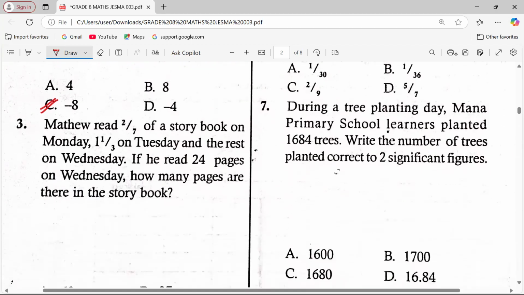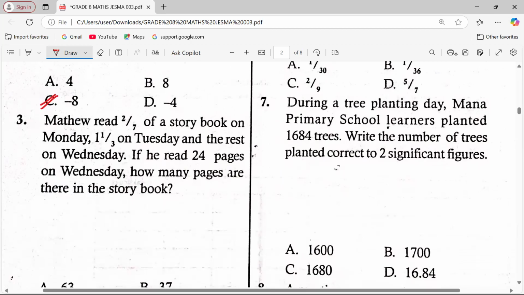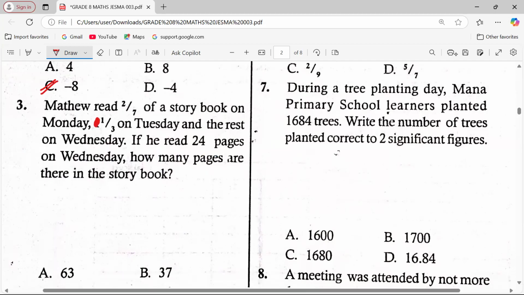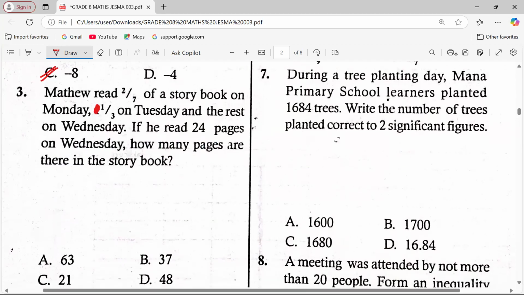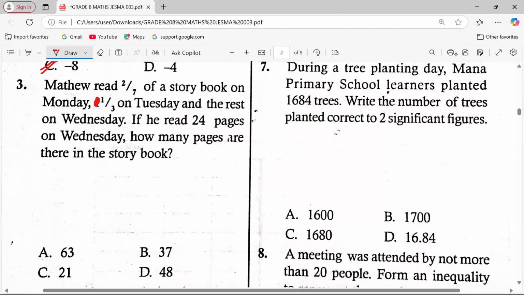Number 3, a question which has some correction here. So we'll read that Matthew read 2 out of 7 of a storybook on Monday, a third on Tuesday, and the rest on Wednesday. If he read 24 pages on Wednesday, how many pages are there in the storybook?